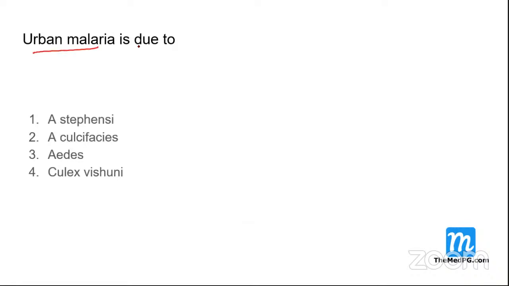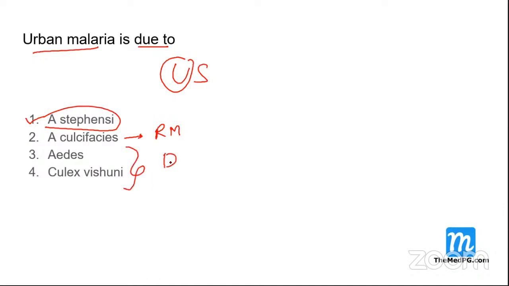Urban malaria is due to which one? Stephensi. Tell me, Sirisha. Urban malaria is due to which one shall we opt over here? Stephensi. Very good. So the first option itself is the right one. The second one is for rural malaria. And all the others go for dengue and Japanese encephalitis.